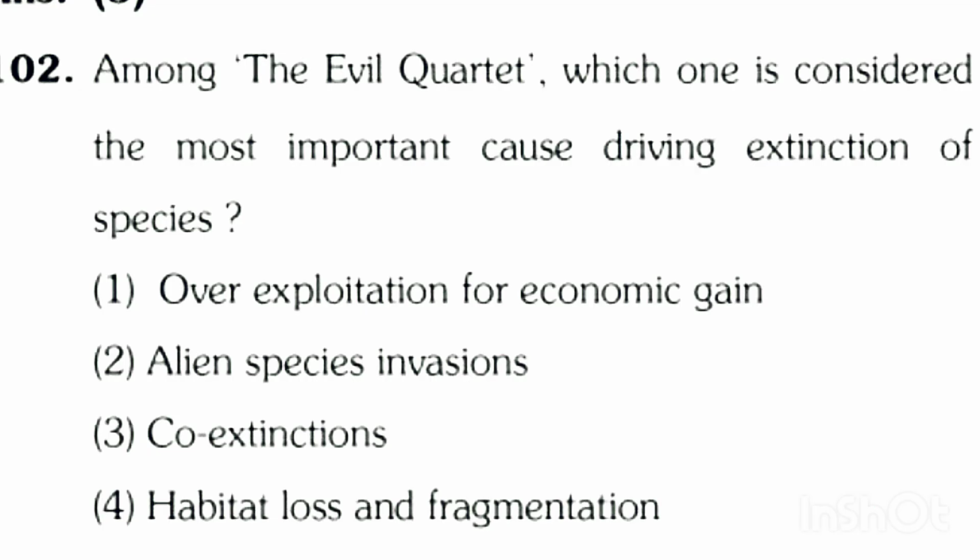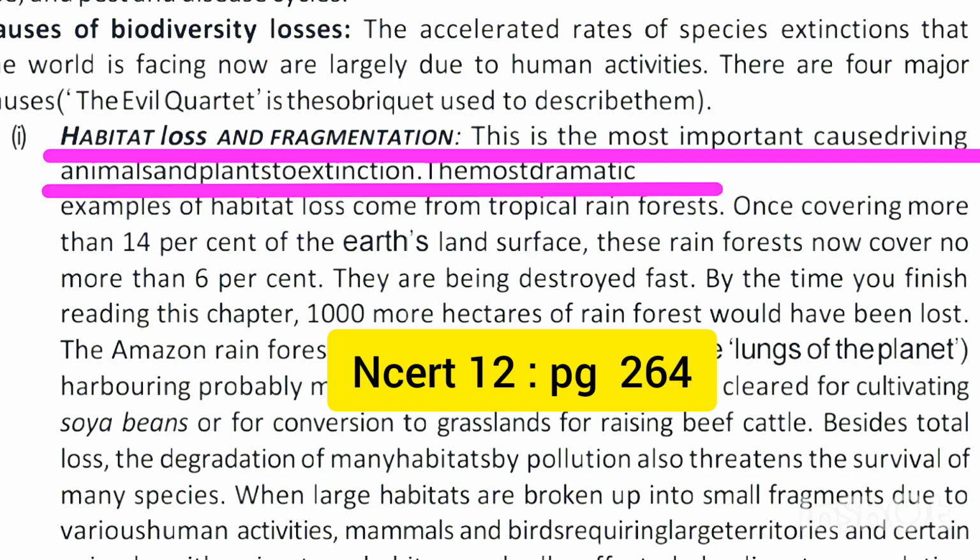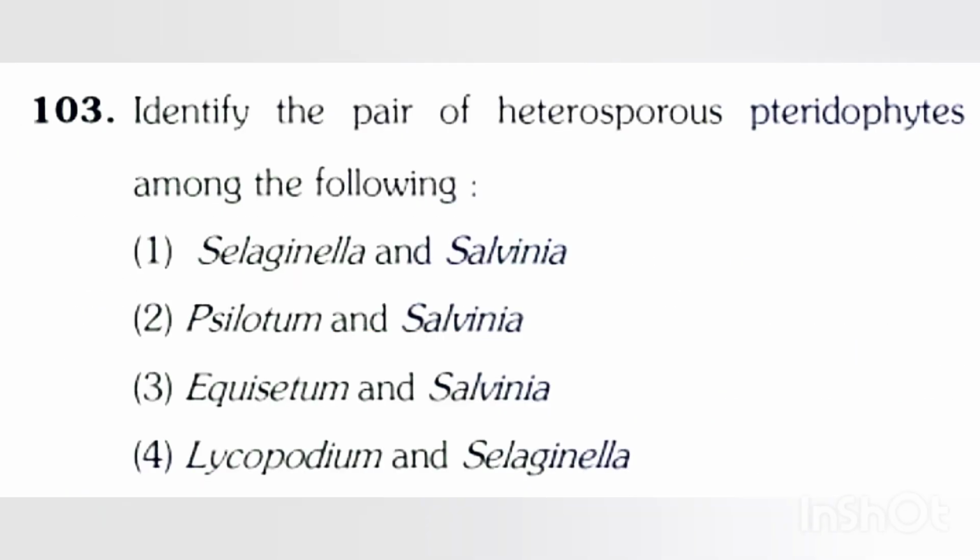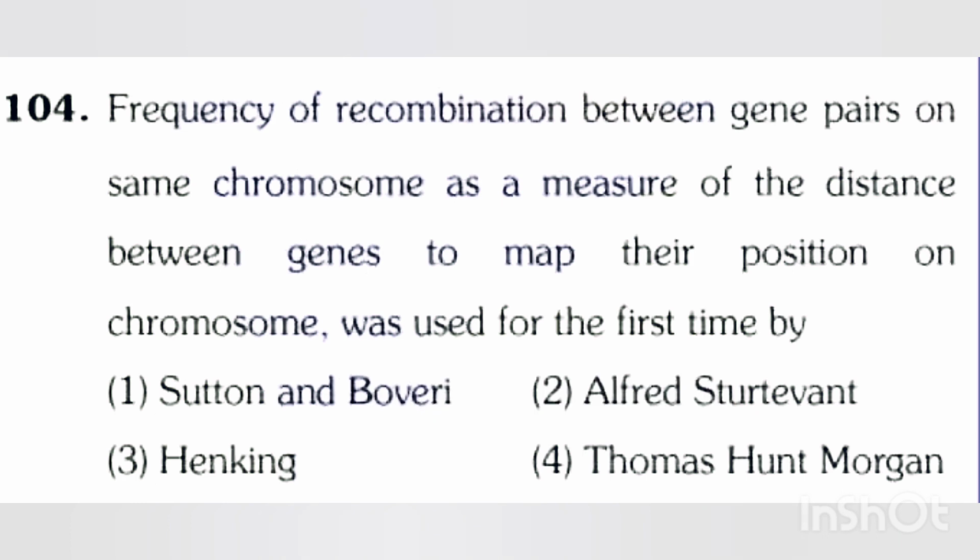Among the evil quartet, which one is considered the most important cause driving extinction of species? Correct answer is habitat loss and fragmentation. Identify the pair of heterosporous pteridophytes among the following: Selaginella and Salvinia. Frequency of recombination between gene pairs on the same chromosome as a measure of the distance between genes to map their position on chromosome was used for the first time by Alfred Sturtevant.